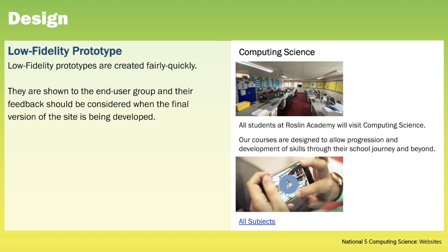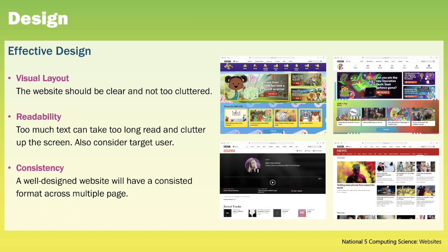When putting together the design of a website, it's important to consider a number of different factors. Ensuring the website has a good visual layout means it should be clear and not too cluttered. Colours of panels or white space can be used to identify different areas of the page. Large, bold and coloured text can be used to highlight important elements. It's important to ensure that the website is readable. This means that there's not too much text or clutter on the screen.